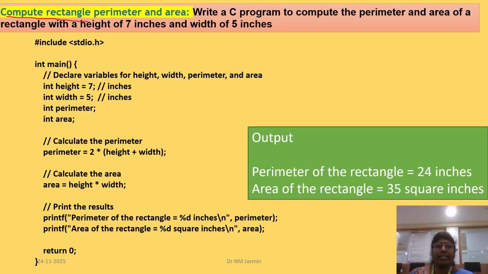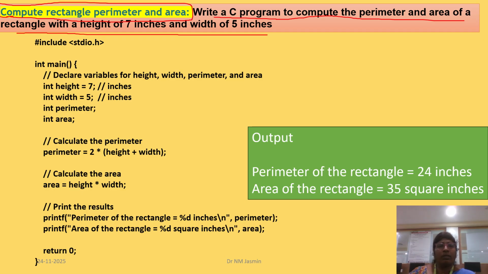compute rectangle perimeter and the area. This is the question: calculating the rectangle perimeter and the area. For that, we'll write a C program. Write a C program to compute the perimeter and the area of the rectangle with a height of 7 inches and a width of 5 inches. Okay. Now start the header file for the input output functions.